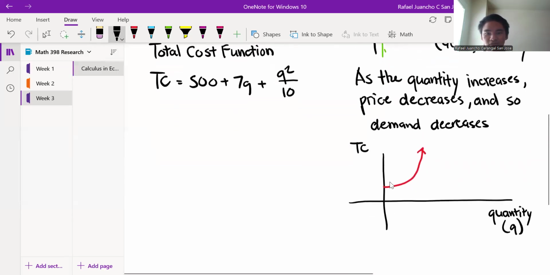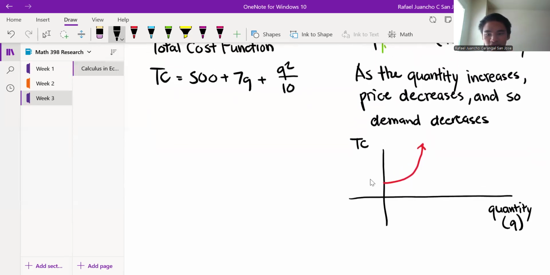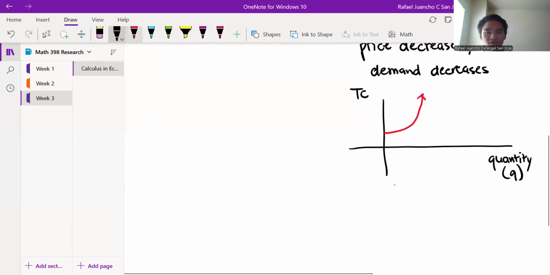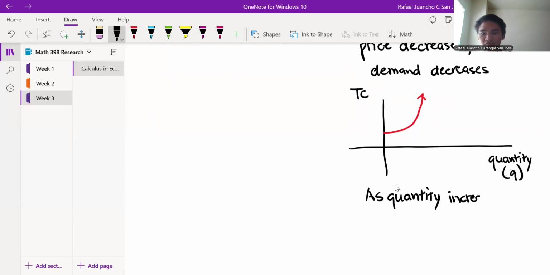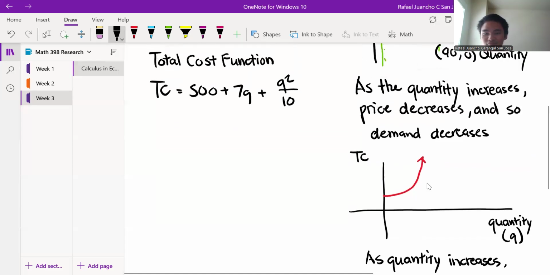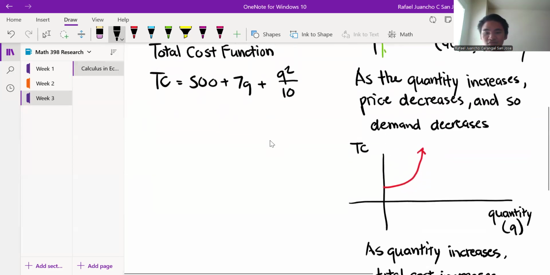But yeah, this is a parabola in math. And so what's the idea here? Well, as the quantity increases, our total cost increases, obviously. Because the more pizzas we buy or we get, then we have to pay more, right? And so that's our total cost function there.